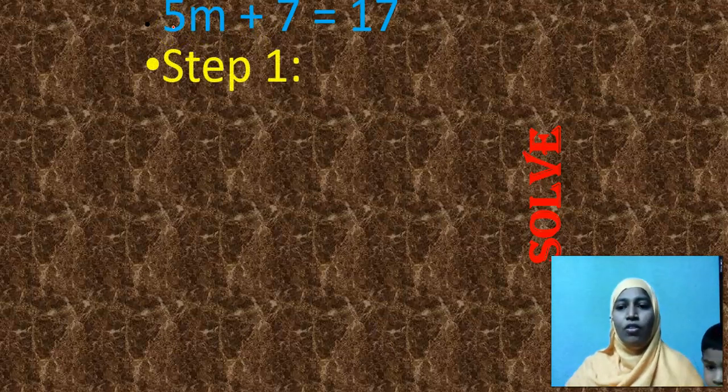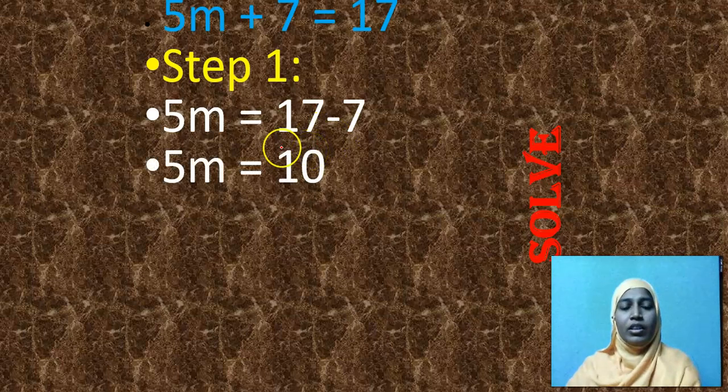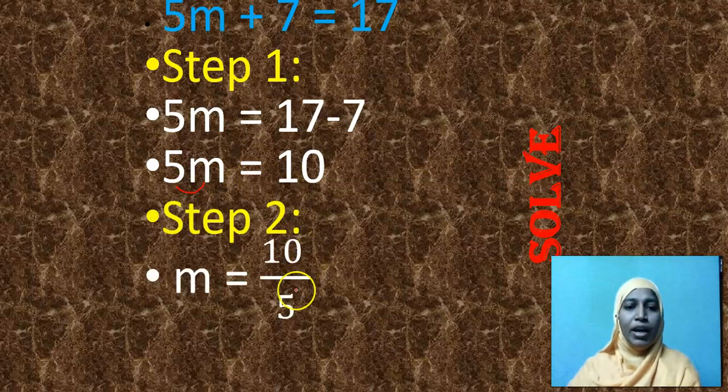Okay. So in step 1, I transpose +7 to this side as -7. So what will I have? 5m = 17 - 7 = 10. Then I have to transpose 5. It is in multiplication. So when it comes to the right hand side, how will it come? It will come in division. So it will have 10 by 5.